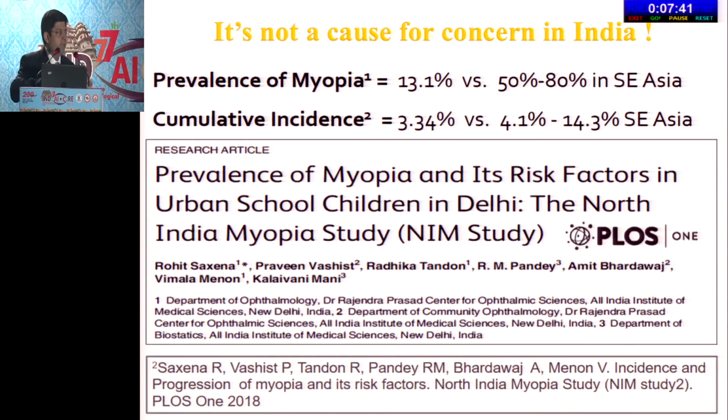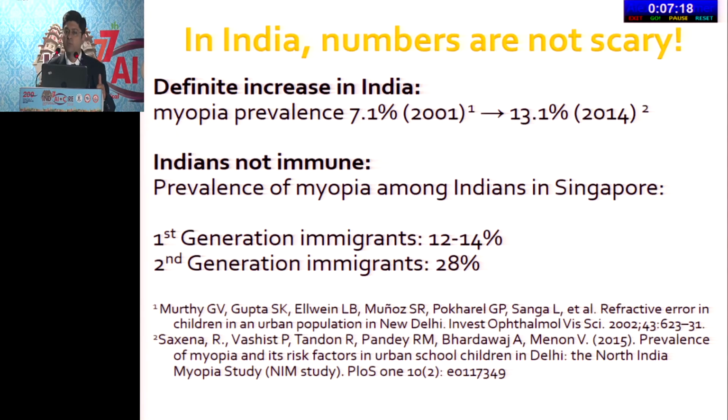But again, if we use some projection, we realize that if there was a cumulative incidence of 3.3% over the next decade, we would expect that more than 30% of our children would actually be myopes. So if there is a 3.3% incidence, you'll know that every year this is going to progressively increase. So we are expecting that things will start getting worse. So the importance is to realize that we need to do something about it.